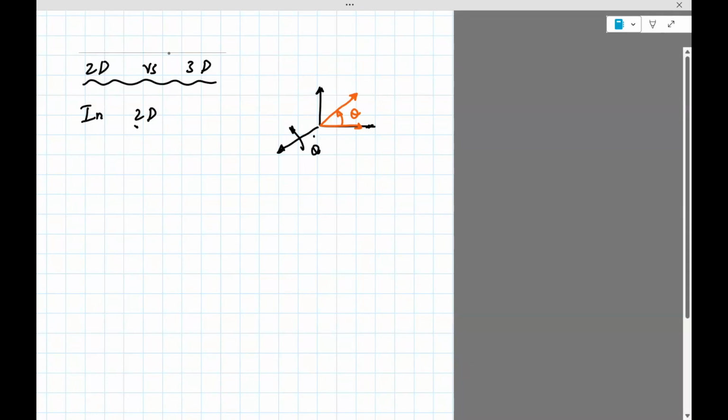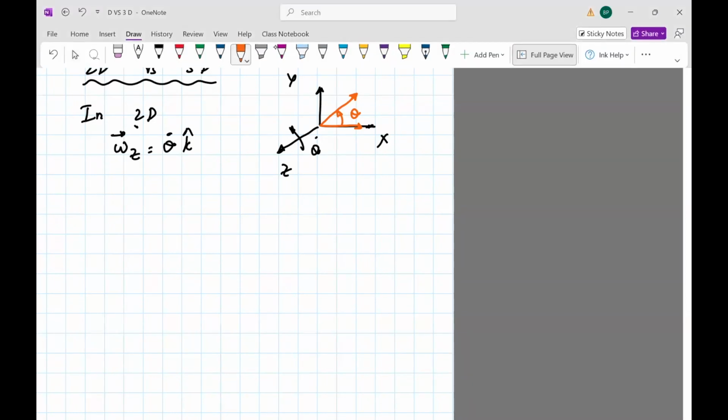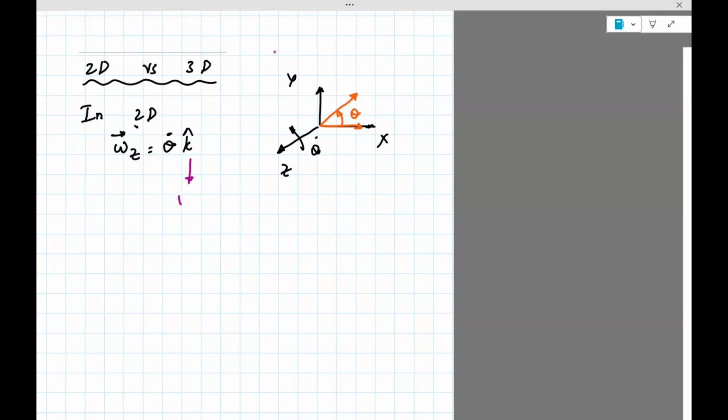Theta dot. So this is x, y, z. So in 2D, we can write omega, which is the angular velocity, and I'm going to write it as a vector along z, simply theta dot k, k being the unit vector along z.